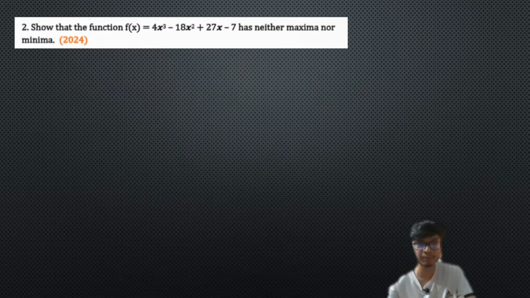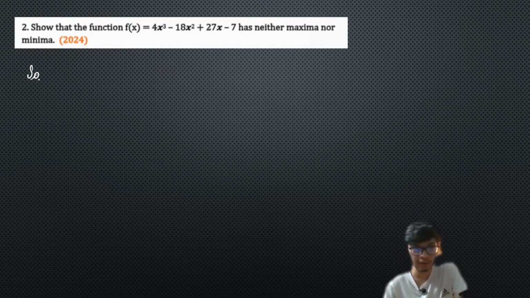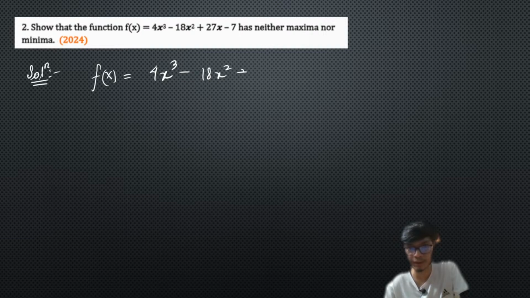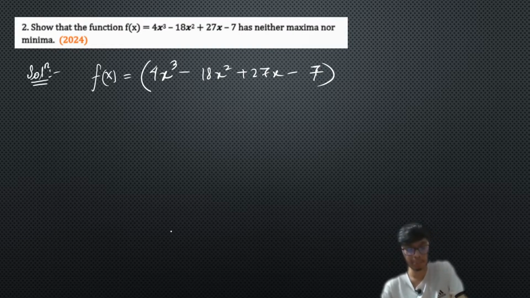So let's move to the next problem, and the next problem we have is from the 2024 paper. We are given a function. The function is 4x cube minus 18x square plus 27x minus 7, right? This is the definition of the function f of x, and we have to check whether this function has maxima or minima or not. We have to show that this particular function has neither maxima nor minima, right?